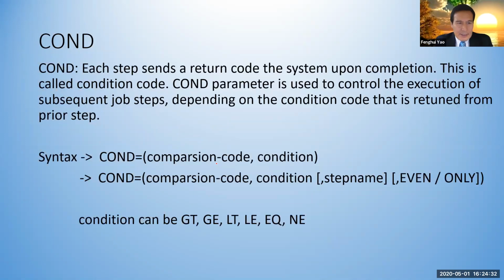Next, condition parameter. Each step sends a return code to the system upon completion. This is called the condition code. The condition parameter is used to control the execution of subsequent job steps, depending on the condition code that is returned from the prior step.